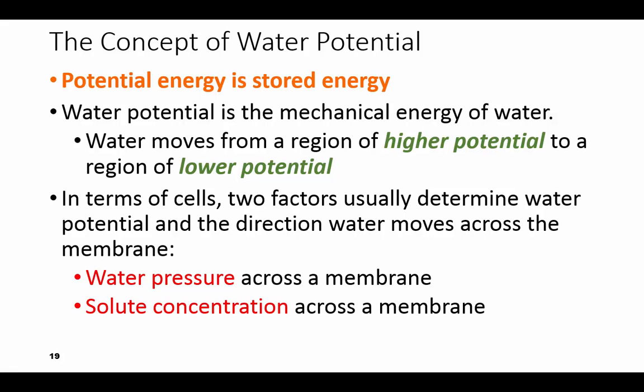Now we need to talk about potential energy, water potential. We learned in elementary school, potential energy is stored energy. Water potential is the mechanical energy of water, and water moves from an area of higher potential to an area of lower potential. So when we talk about the cells, there are two things that determine the water potential and the direction that water goes across the membrane. First of all, it's the water pressure and the solute concentration across the membrane.